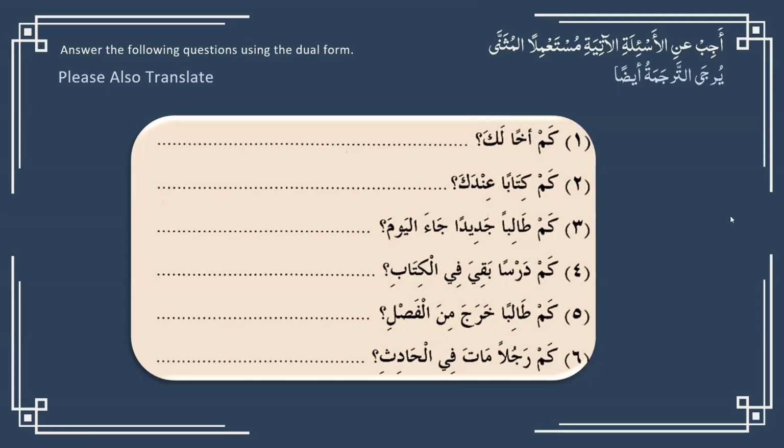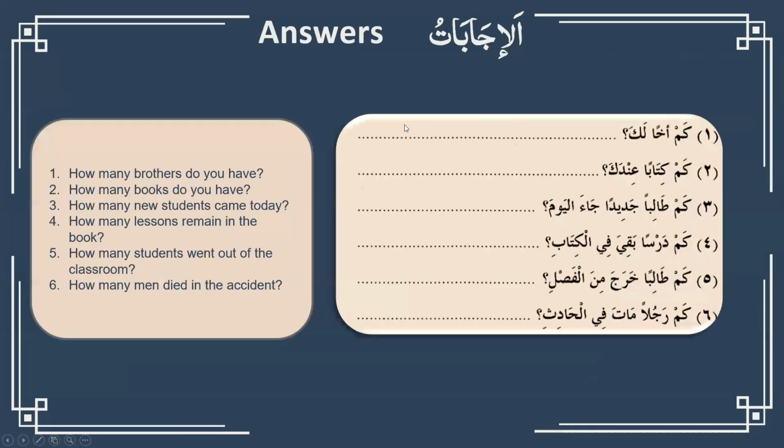Very good. And kam here, how many brothers do you have? So you have to just say that I have 2 big brothers. Li ikhwan kabiran. I have 2 big brothers. So your next one, you can just say I have 2 books. Indi kitaban. Very good.